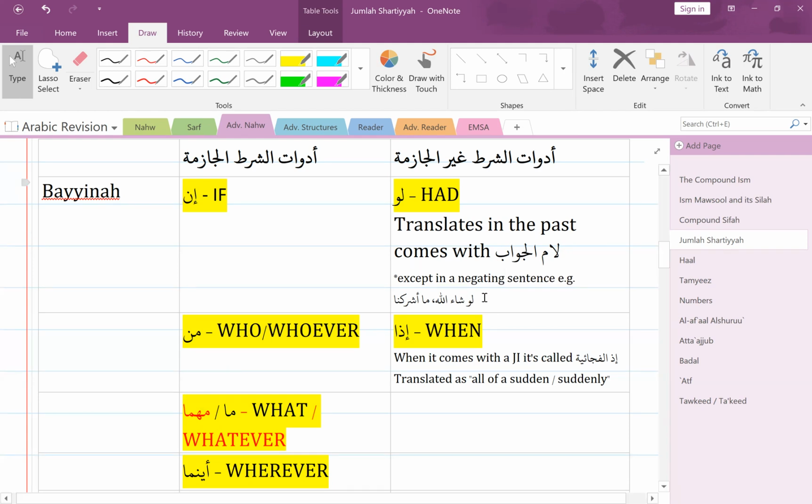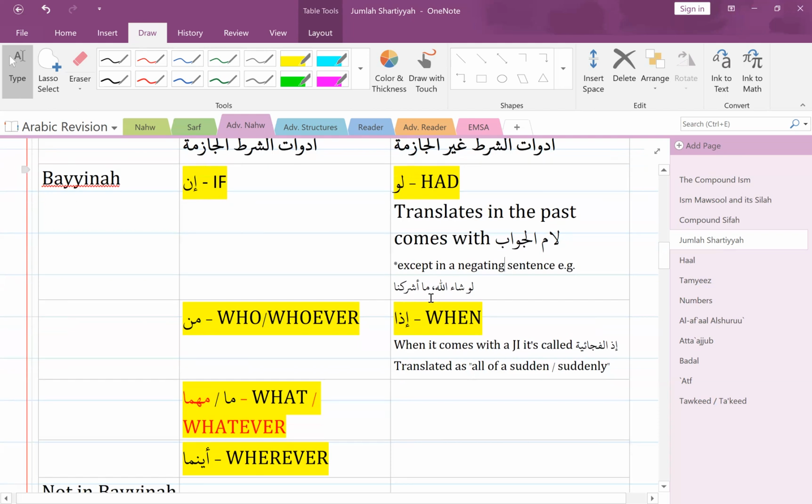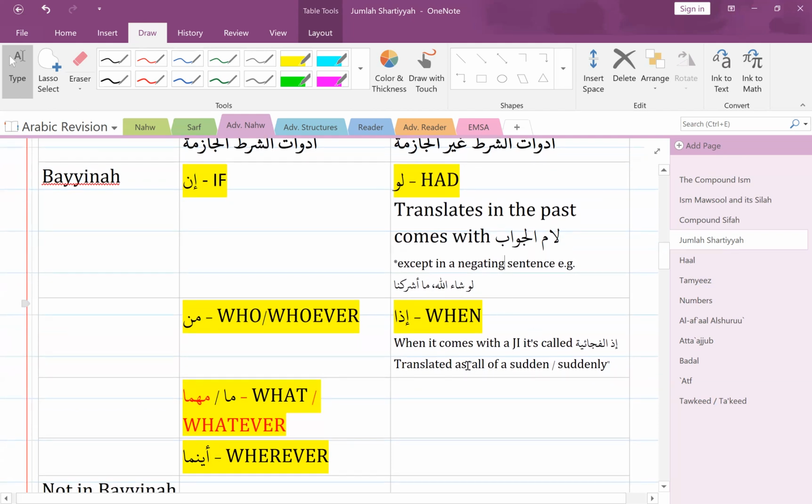So for example, لو شاء الله ما أشركنا. Had Allah willed, we would never have committed shirk. We would never have done shirk. So you don't say لو شاء الله لما. You don't put the la here when it's nafiya. So in a nafiya, you don't put the la. That's important to know. Then the last one that is not غير جازمة is إذا.